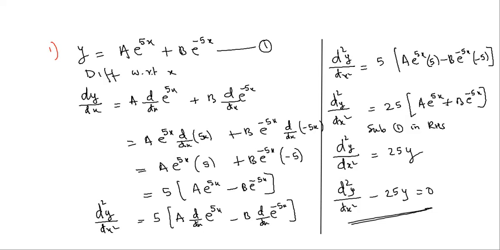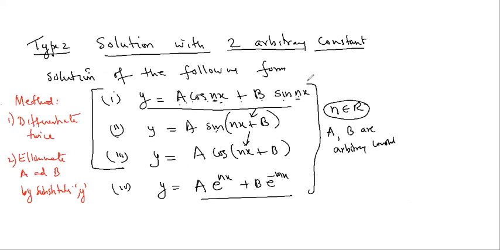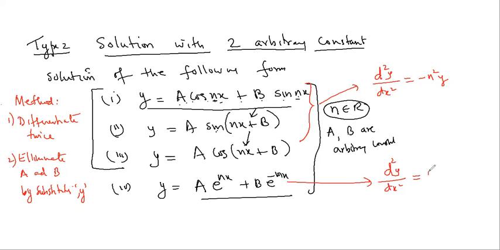Okay, can I change the page? Yes. Okay, look at this. Can you tell me the answer directly for these 2? The answer for this 3 will be d2y by dx2 equal to minus n square y. Answer for this will be d2y by dx2 equal to n square y.